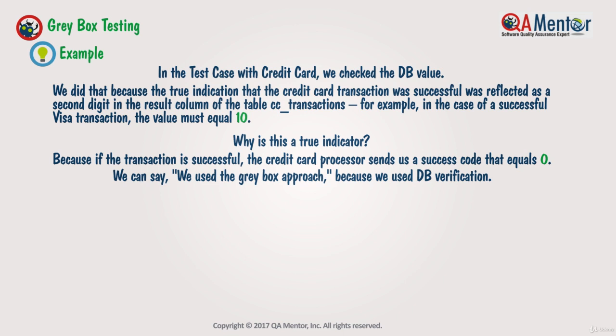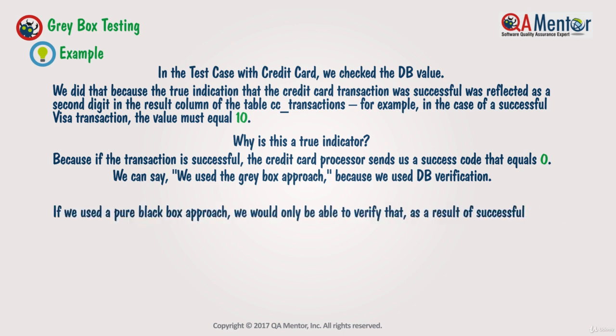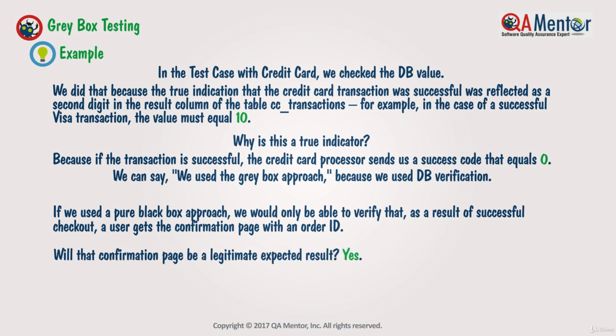We can say we use the gray box approach because we use DB verification. If we used a pure black box approach, we would only be able to verify that, as a result of successful checkout, a user gets the confirmation page with an order ID. Will that confirmation page be a legitimate expected result? Yes, it is an expected result that makes sense.